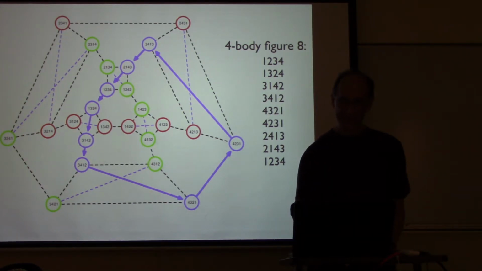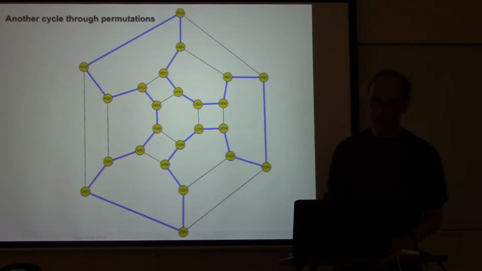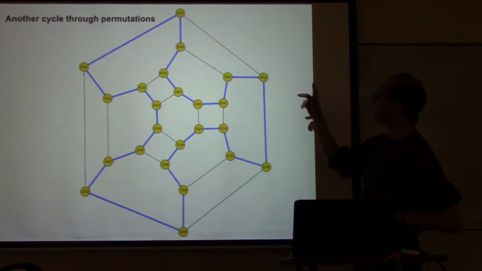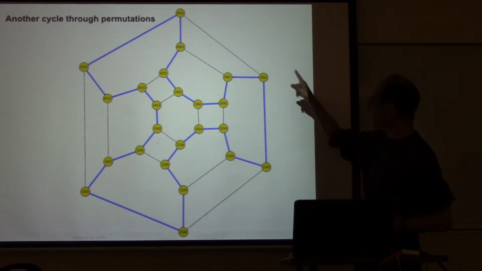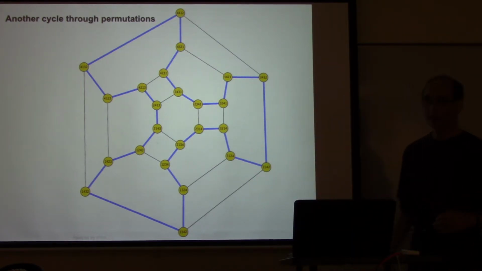Anyway, here's another cycle through the permutations. And this is called a Hamiltonian cycle because it goes to each of these vertices exactly once. So there's some more mathematics there.